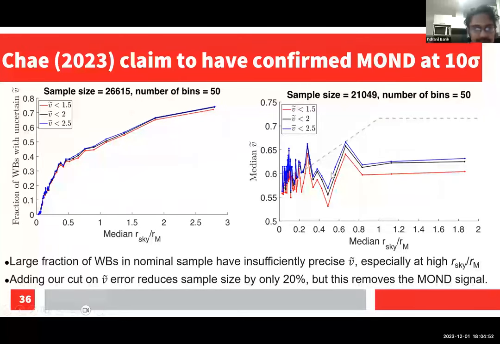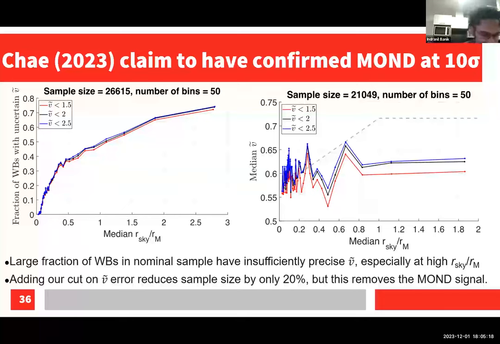The other thing I wanted to say is that you have to be clear. You have to be honest here. You have to be clear that Q is not measuring V tilde widths. No. His claimed MOND signal is not on the median V tilde. Here you are showing results for what happens when you change this nominal error on the median V tilde. That is not what he is measuring.